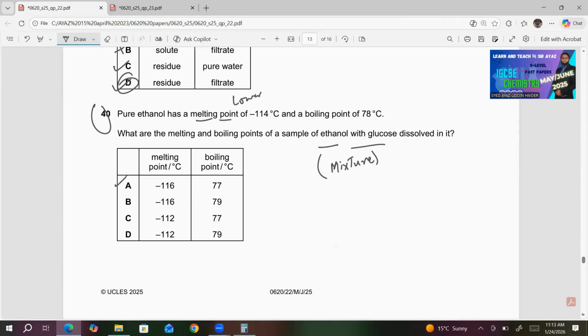So either A is correct or B is correct. What about the boiling point? It raises or increases the boiling point of a liquid. So it must be higher than this one. So 79 degrees centigrade. B must be the right response in this case. A is the incorrect answer. Other responses are also incorrect.